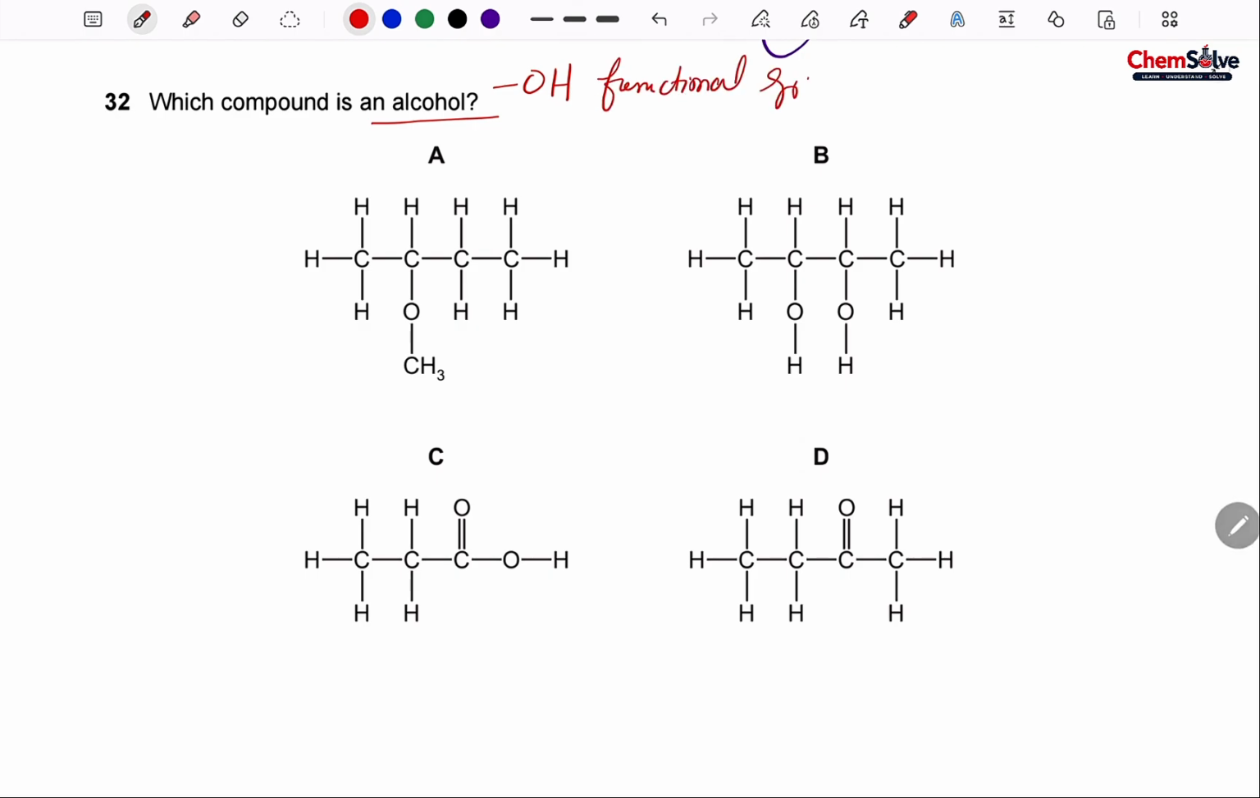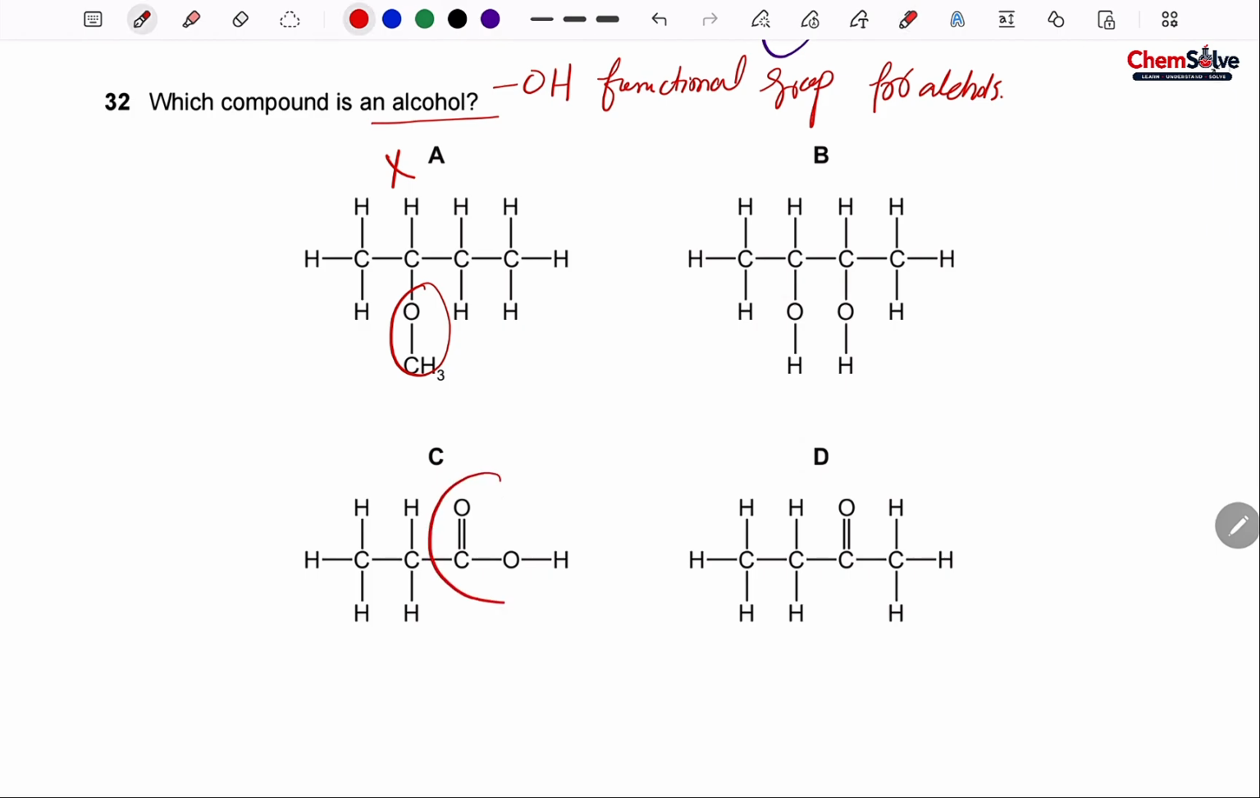It's the functional group for alcohols. Okay, so is there any OH group present in A? Of course not. So this is incorrect. Here we can see 2 OH groups. So this seems to be the correct option.